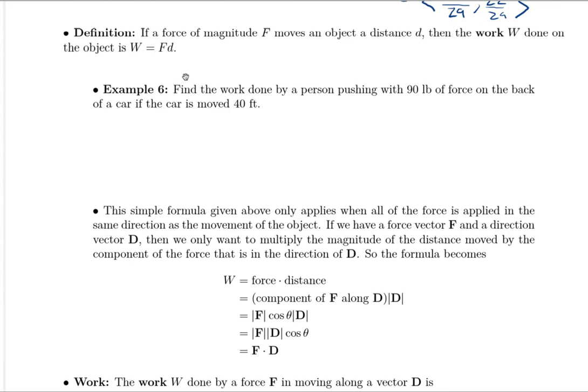So when we're asked something like in example 6, find the work done by a person pushing with 90 pounds of force on the back of a car. If the car has moved 40 feet, then it's as simple as this. Work equals 90 pounds times 40 feet, which is equal to 3,600 pound-feet, and that's going to be our pound-feet's one of the units for distance. Now here's the deal.